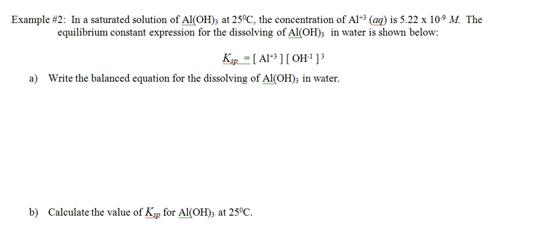It says, in a saturated solution of aluminum hydroxide at 25 degrees, the concentration of aluminum ions is 5.22 times 10 to the negative 9 molarity. The equilibrium constant expression for the dissolving of aluminum hydroxide is shown below. So we're given our expression, and the question wants us to write the balanced equation here.